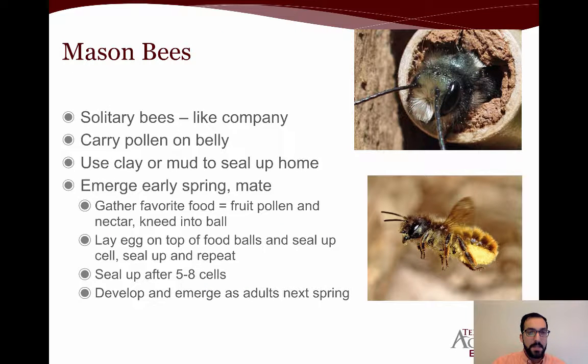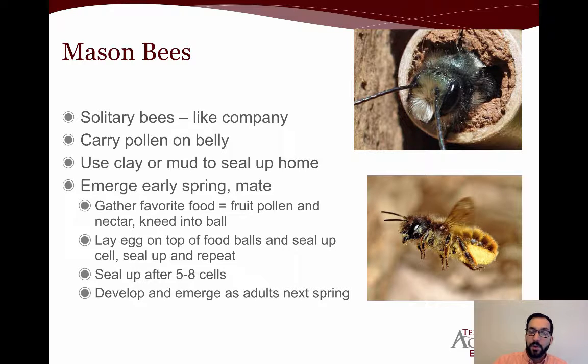We have mason bees, all right, so they carry pollen on their belly, which is kind of fun. It's this very vibrant yellow color you see on the bottom right, just full of pollen. They are solitary bees, and they like company, again, and are kind of friendly to other insects and friendly to people. They use clay or mud to seal up homes. So that's something to consider there. There needs to be a source of clay or mud nearby for them to be able to nest. Otherwise, it's not considered a very favorable habitat for them.